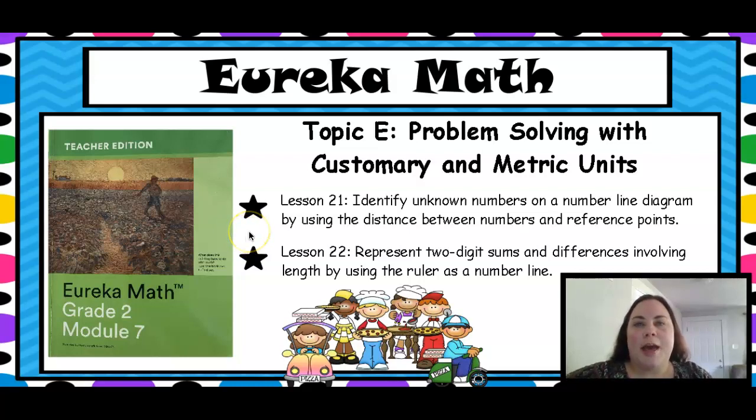Today we are going to look at Module 7, Topic E, Lesson 21, Identify Unknown Numbers on a Number Line Diagram by using the distance between numbers and reference points, and Lesson 22, Represent two-digit sums and differences involving length by using the ruler as a number line.